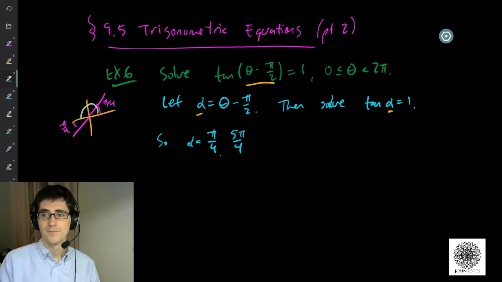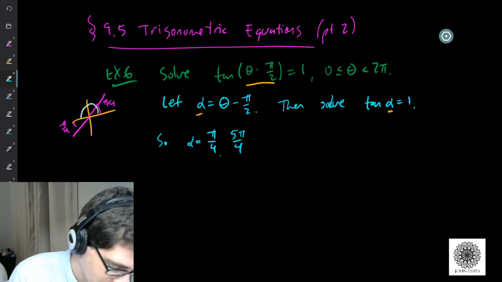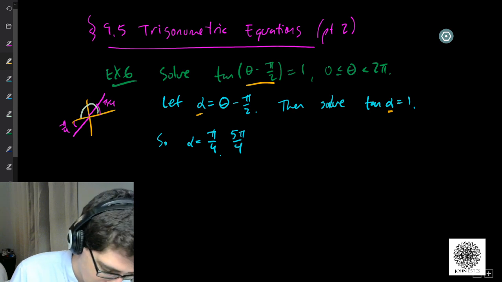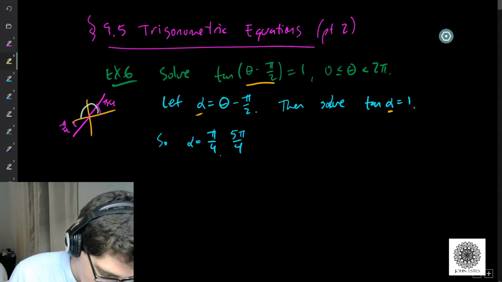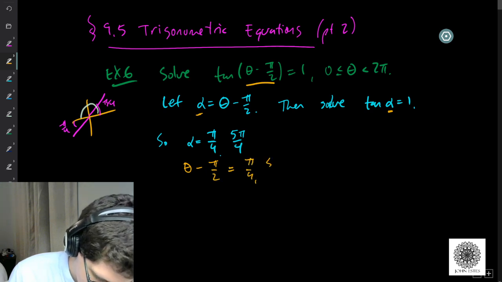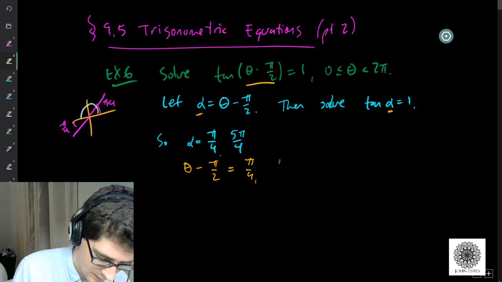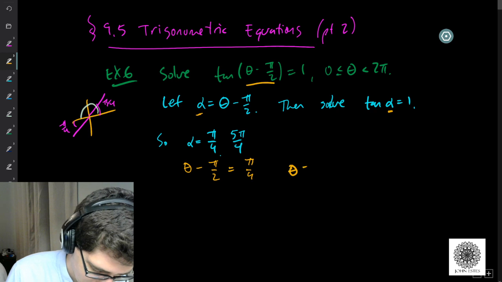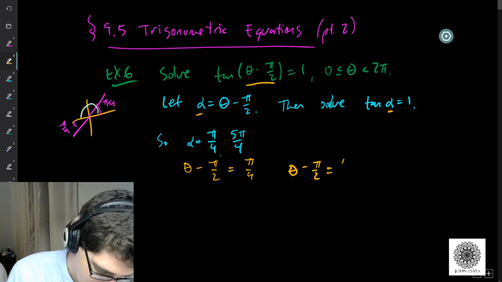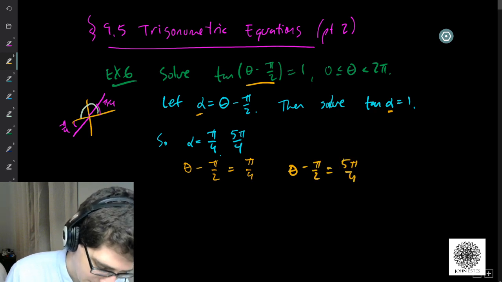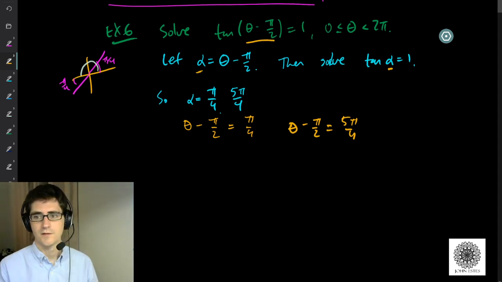All right, now, the thing is, we're not solving for alpha, right? We are solving for theta. And so remember, that means we have theta minus pi over 2 equals these two things. And let me set it up as two different equations because that's a little bit more precise. And now I've got to solve these two equations, okay?